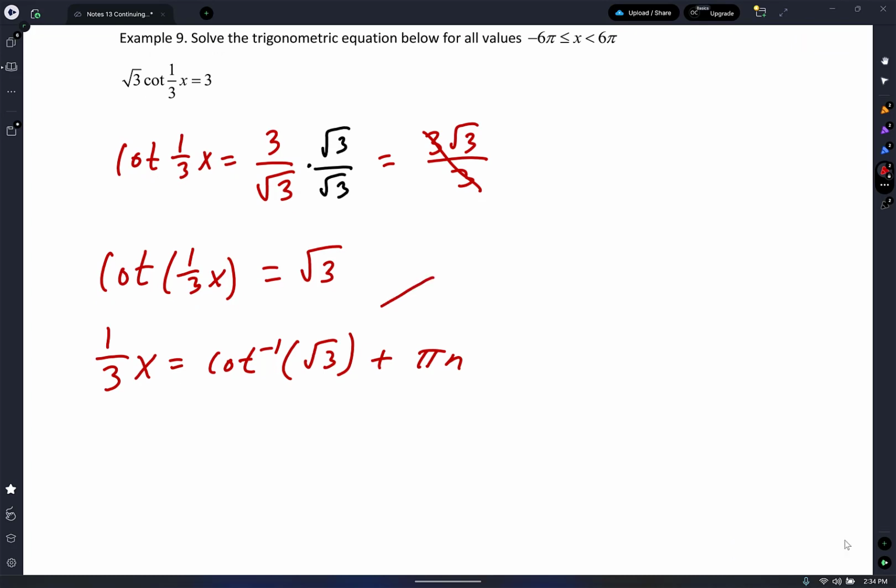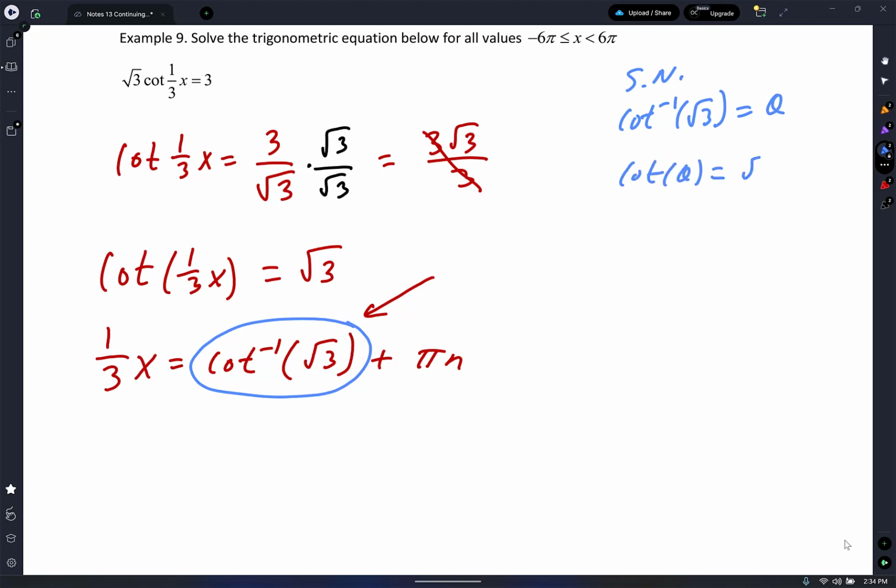Real quick, a side note. Arc cotangent of square root of 3 equals theta. That means that cotangent of theta equals square root of 3. So what does that mean? The only way you can get a square root of 3 is if you have a square root of 3 over 2 in the numerator and a half in the denominator, or a negative square root of 3 over 2 in the numerator and a negative half in the denominator. Remember that cotangent is x divided by y.